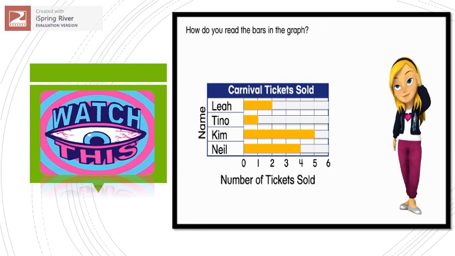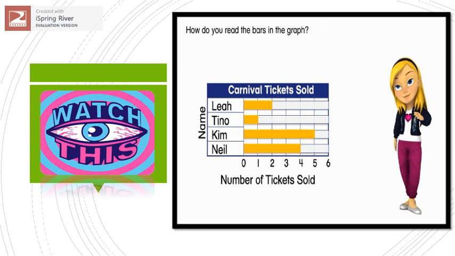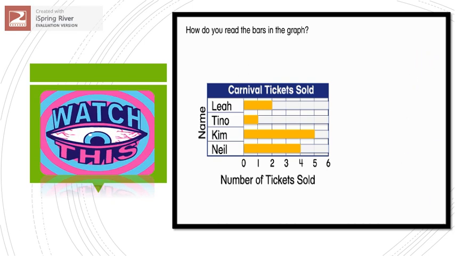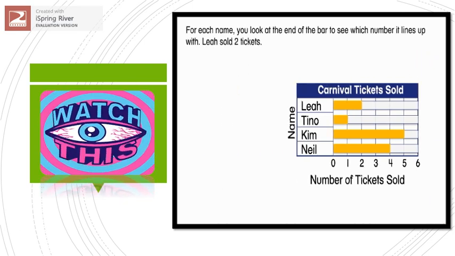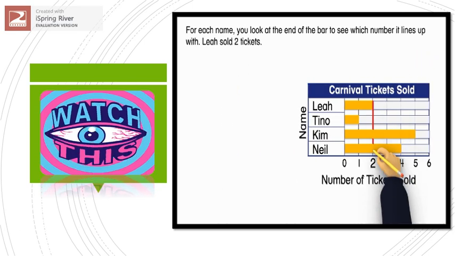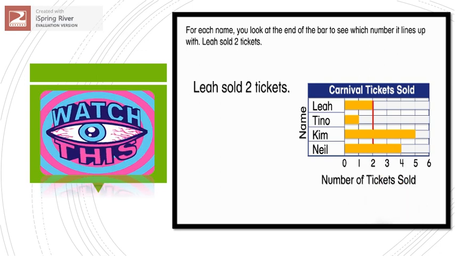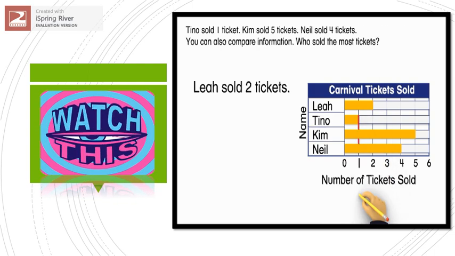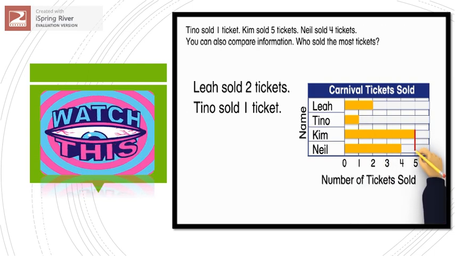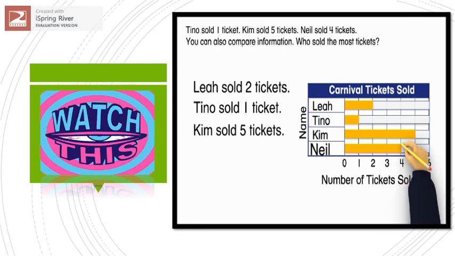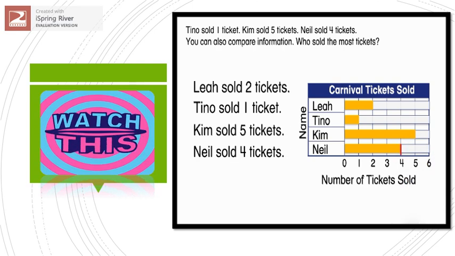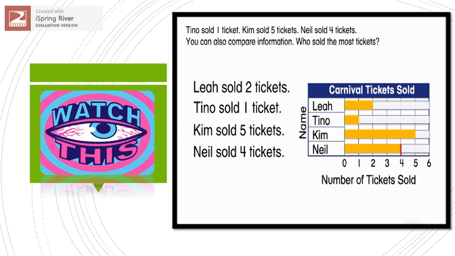How do you read the bars in the graph? For each name, you look at the end of the bar to see which number it lines up with. Leah sold 2 tickets. Tino sold 1 ticket. Kim sold 5 tickets. Neil sold 4 tickets. You can also compare information.